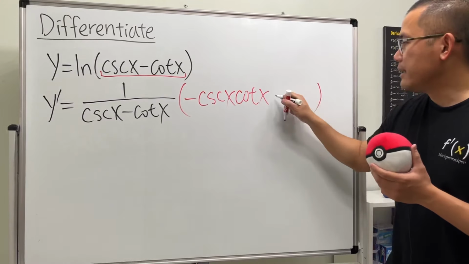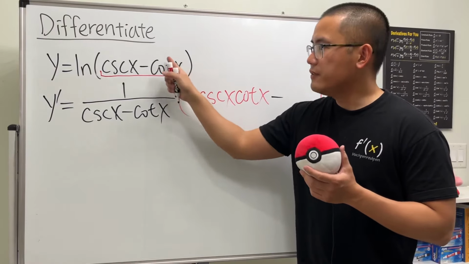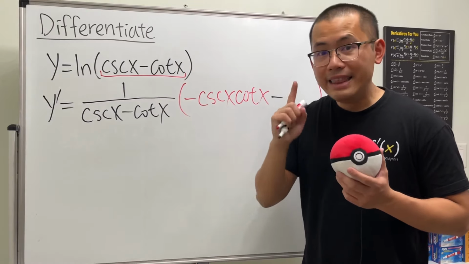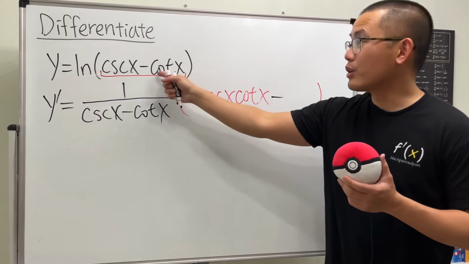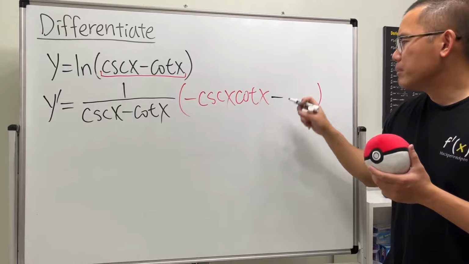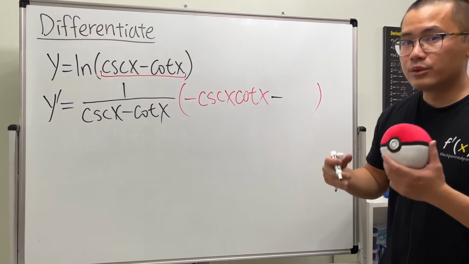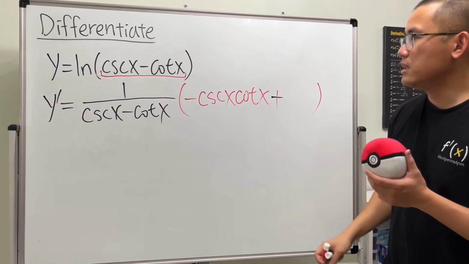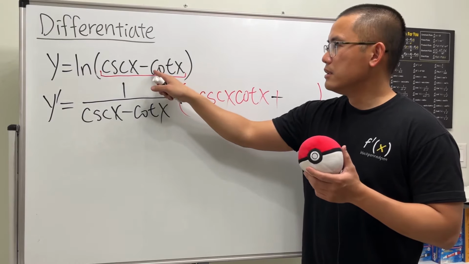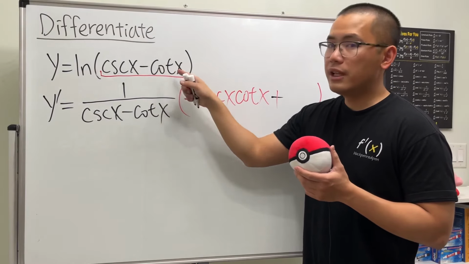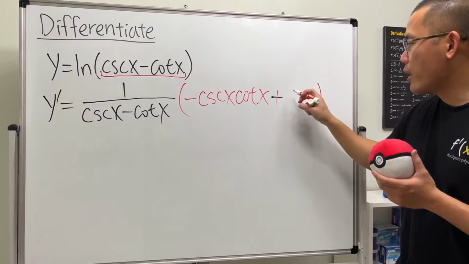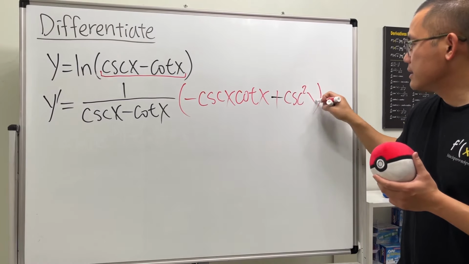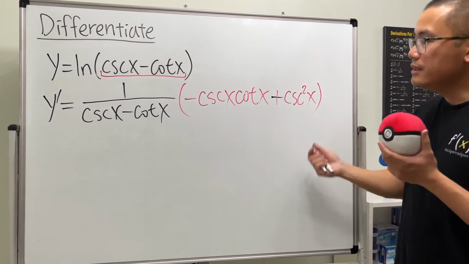Next, we have this minus, and then the derivative of cotangent x is negative, right? Because again, co-functions. But we have this negative right here already, so it actually becomes a positive. All right? And the derivative for cotangent x is cosecant squared. So c as c, like this. So this is what we have.